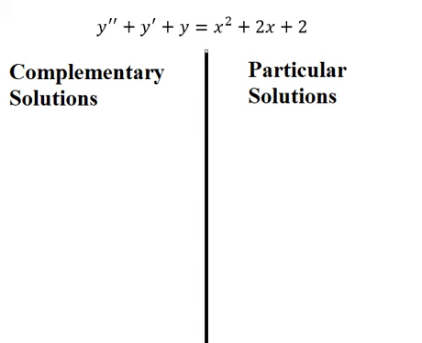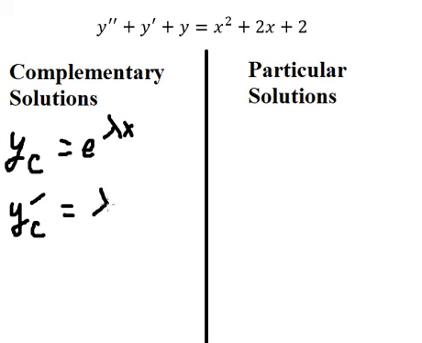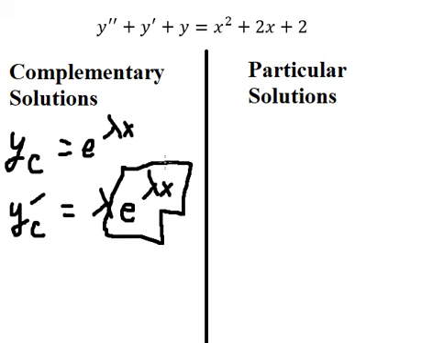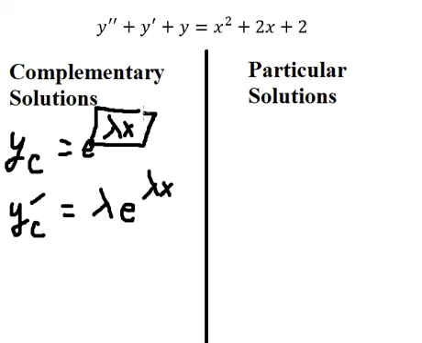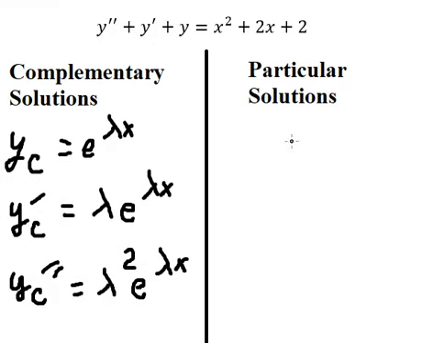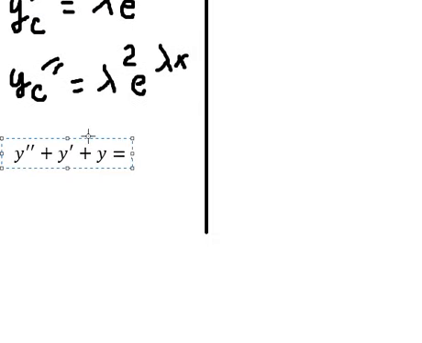So for the first one, I will put yc equals e to the power of lambda s. Later, we need to do first the derivative of yc, and we have lambda e to the power of lambda s. So if we do the derivative of this one, we keep the same e to the power of lambda s. Later, we need to do the derivative of lambda s, and you get lambda. Now we go to the second derivative of yc, and we have lambda squared e to the power of lambda s. Because this is about the complementary solution, I will put this one equal to 0.